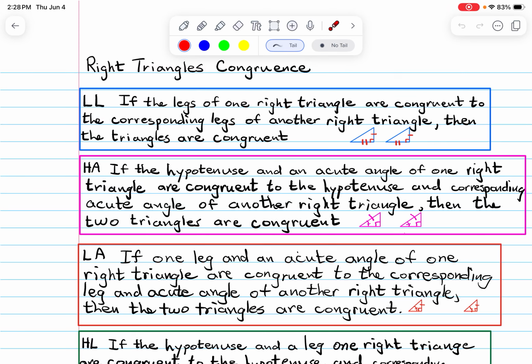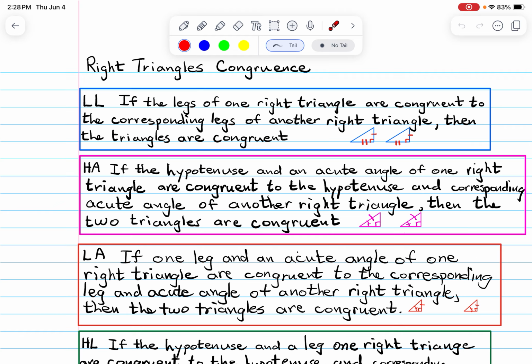Now we're going to continue our discussion on congruent triangles by focusing in on the right triangle. Let's suppose we have a couple of right triangles and the legs are congruent. So we're going to call that LL. If that happens, now remember, you've got the legs and then you've got the hypotenuse.